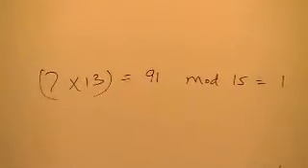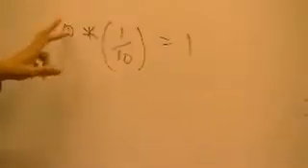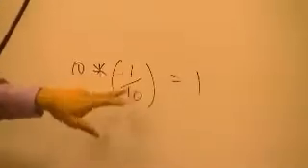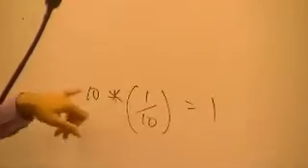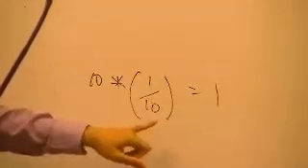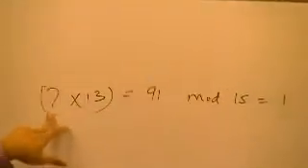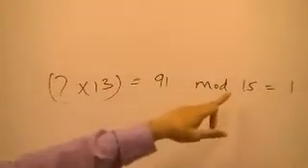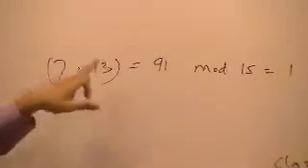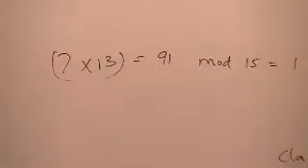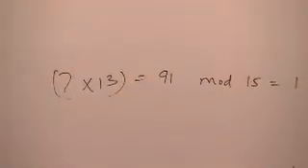Right? So even in the regular situation, if 1 over 10 is the multiplicative inverse of 10, the opposite is also true. 10 is the multiplicative inverse of 1 over 10. So similarly, if 13 is the multiplicative inverse of 7, the class modulo 15, 7 is the multiplicative inverse of 13. Okay? Because again, multiplication is commutative, right? 7 times 13 is the same as 13 times 7.